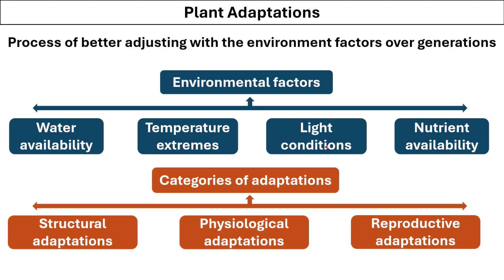An adaptation is an inherited feature that aids survival and reproduction in a particular environment and becomes common across generations through natural selection because these adaptations have increased the chances of survival of an organism. This differs from acclimation, which is an adjustment made by a plant during its lifetime, and they're generally not inherited. They are usually made in response to some immediate stimulus. Adaptations can be structural, physiological, or reproductive.